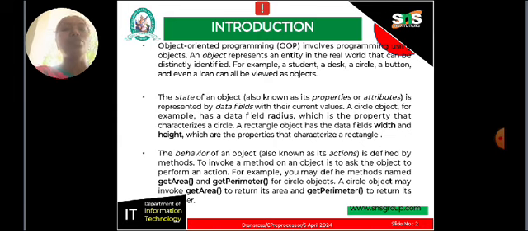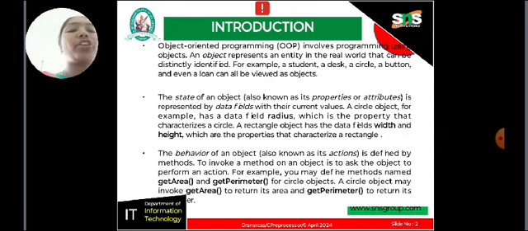distinctly identified. For example, a student, a desk, a circle, a button, or even a loan can be viewed as objects. The state of an object is also known as its properties or attributes, and is represented by data fields with their current values. A circle object, for example, has the data field radius, which is the property that characterizes a circle. A rectangle object has the data fields width and height, which are the properties that characterize the rectangle.